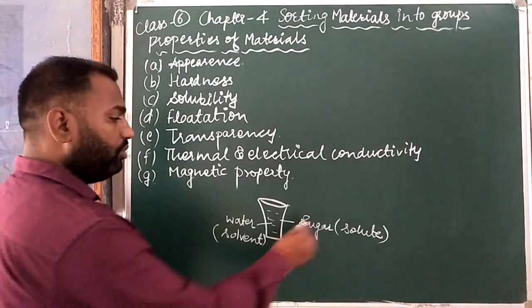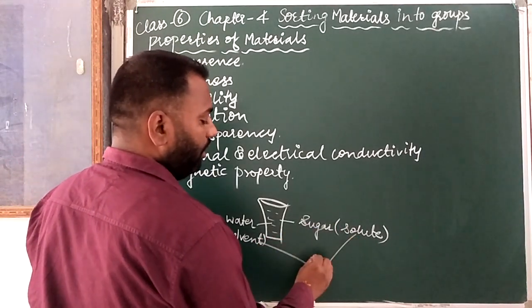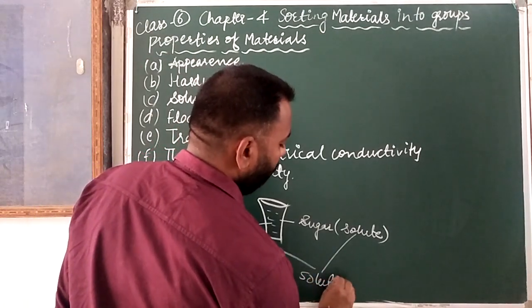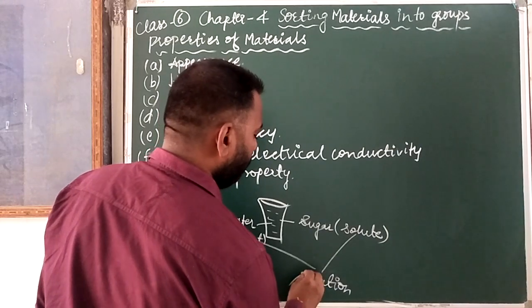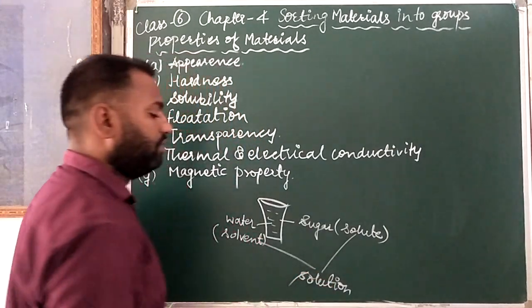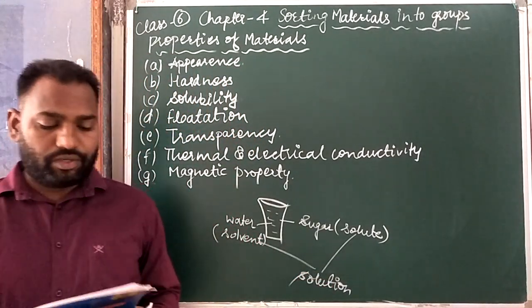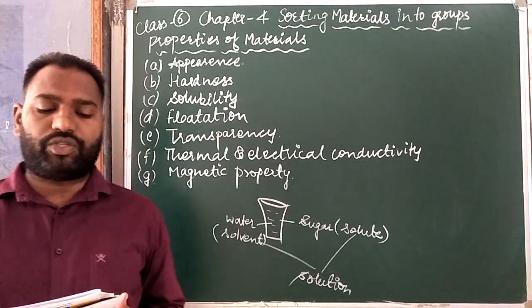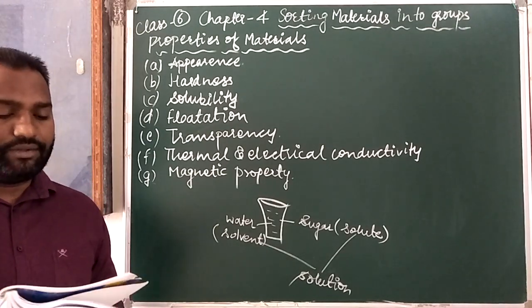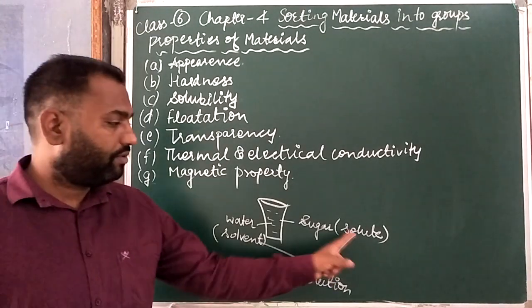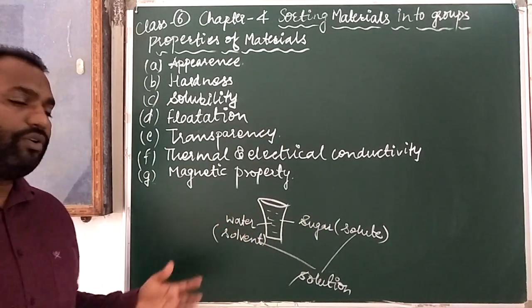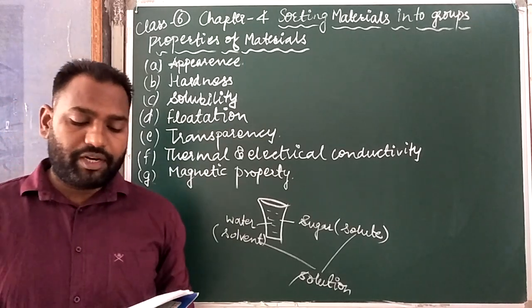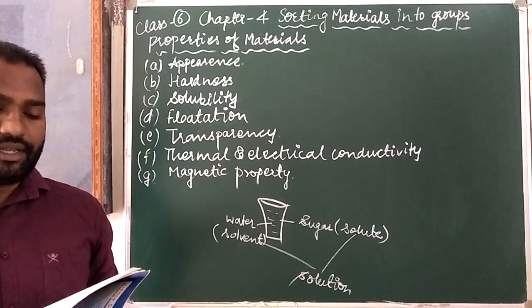When solute and solvent are added together, they form a solution. So listen: the substance which dissolves in a liquid is known as a solute, and the liquid in which a solute dissolves is known as a solvent. When solute and solvent mix together, it is known as a solution. Water is the most commonly used solvent since it readily dissolves a number of substances.